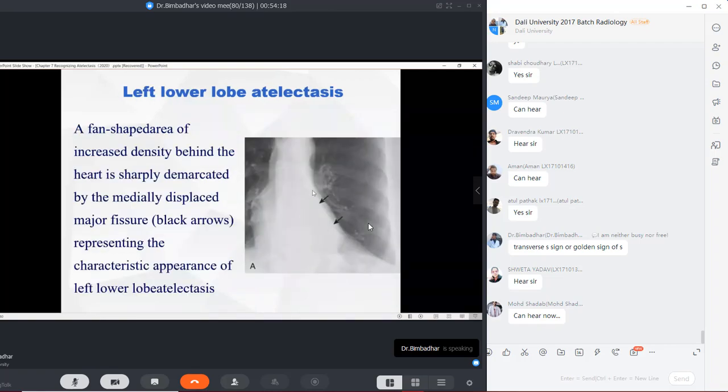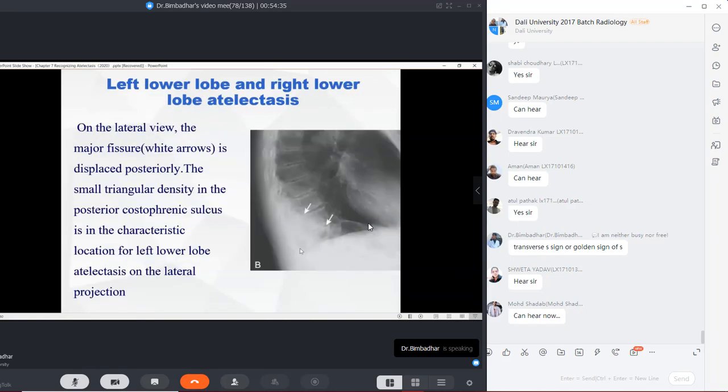A fan-shaped area. This is the fan-shaped area. Displaced major fissure. Okay, medially displaced major fissure. And you see here this fan-shaped area, and the apex is towards the hilum. Okay, right? And you see here in the lateral radiograph, this is the base on the pleural surface, and the apex is towards the hilum. Okay, that is what left lower lobar atelectasis looks like. Okay, right.